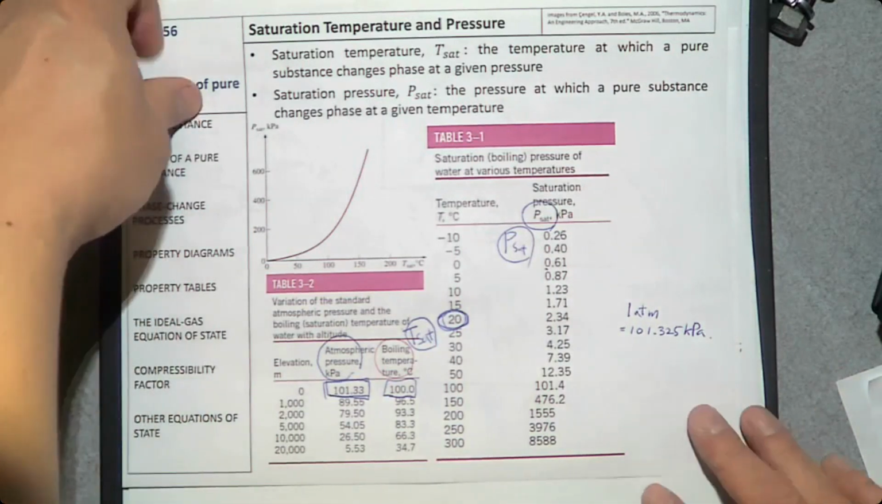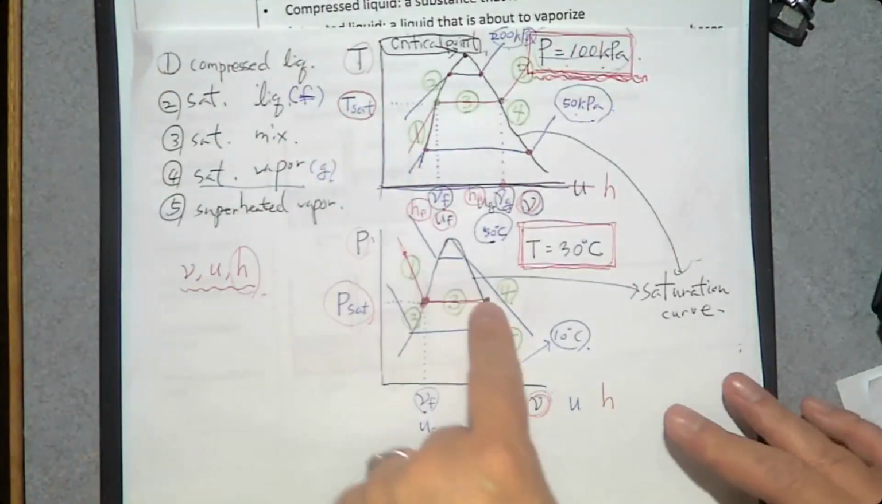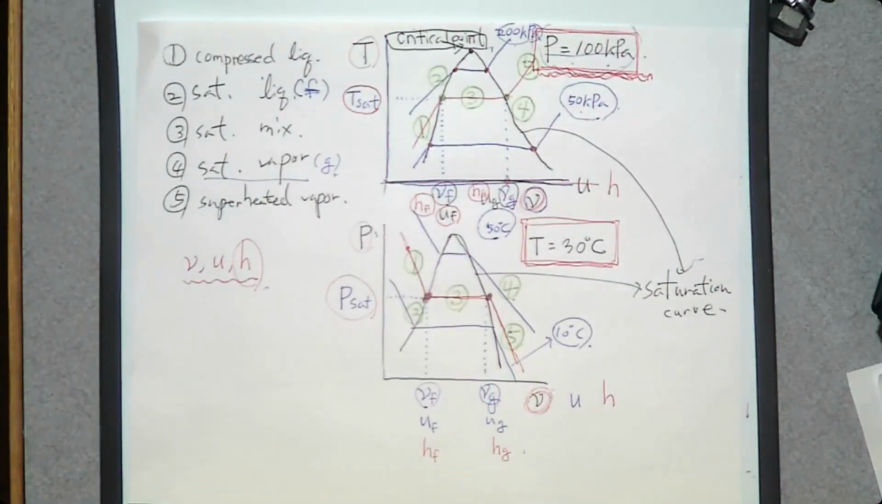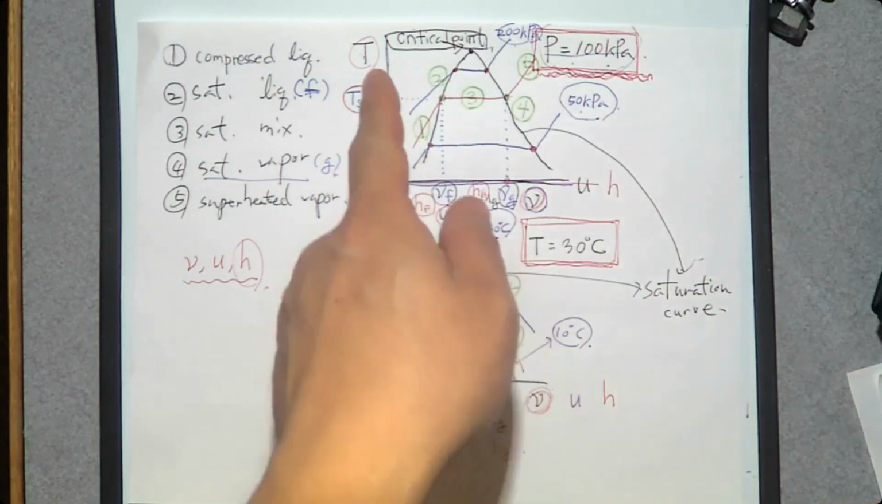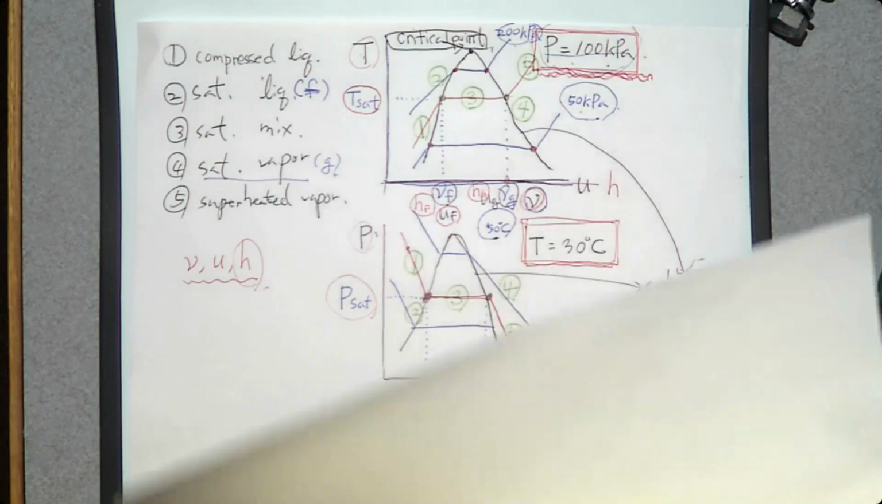So this is some background, the information you need to know to be able to make these diagrams. Then let's see how we can use these TV diagrams to determine the phase change process. So let's do an example.